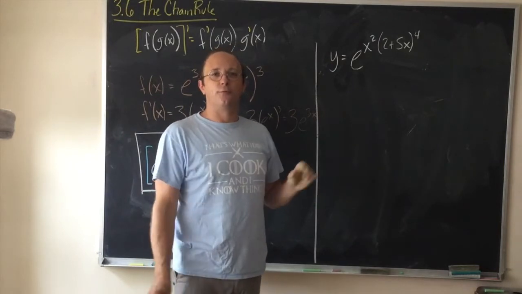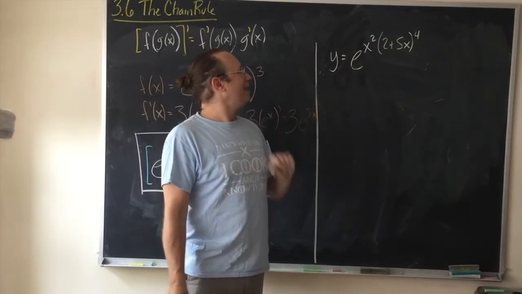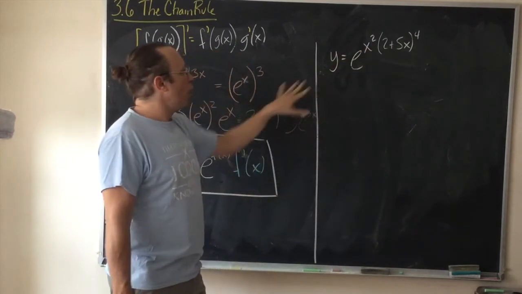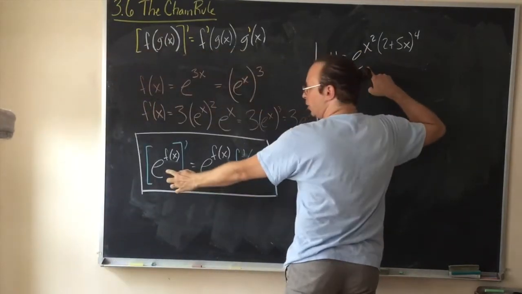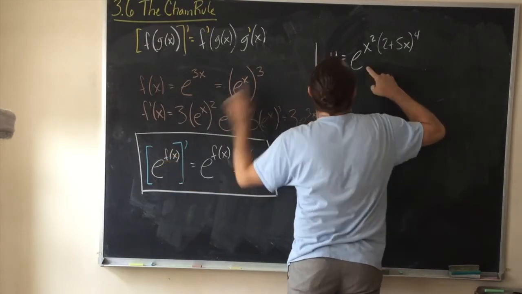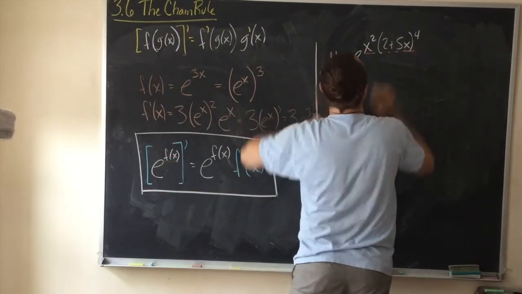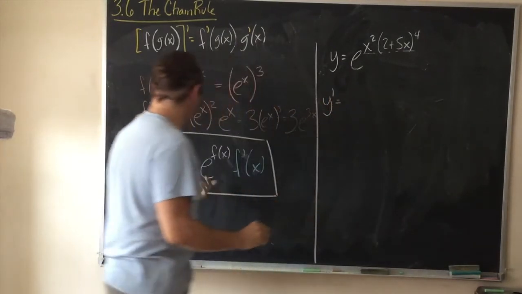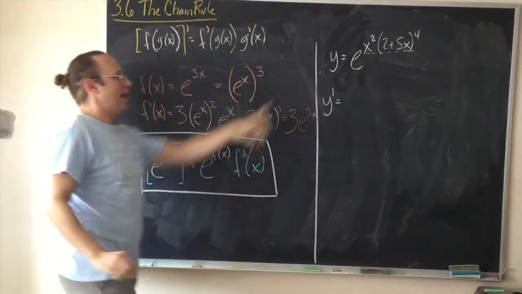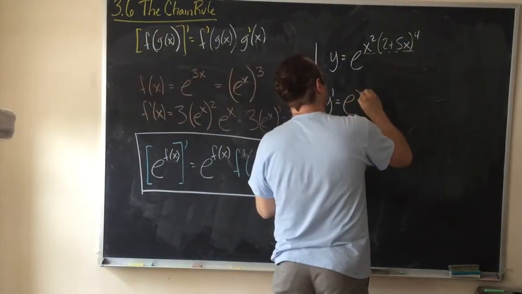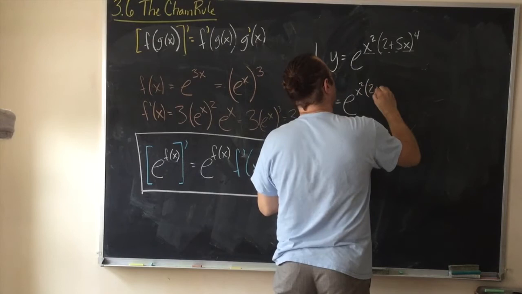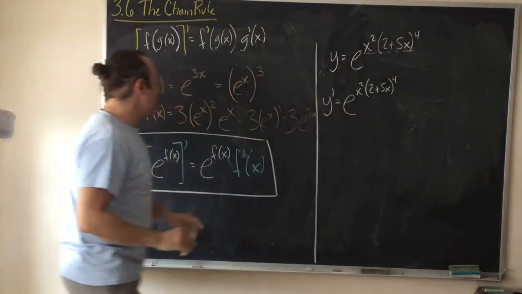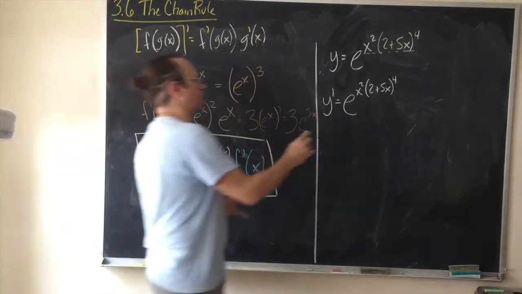So our last example for this section is going to be y equals e to the power x squared times 2 plus 5x to the 4th power. So notice that this employs our rule we just talked about, e to some function. So the derivative starts off with exactly what we just had. So copy down right away, e to the x squared times 2 plus 5x to the 4th power. I now need to take the derivative of what's upstairs.